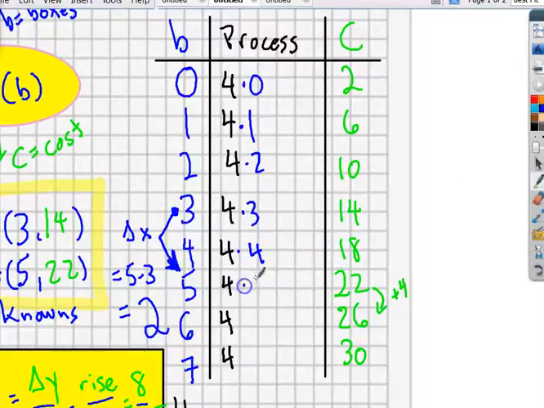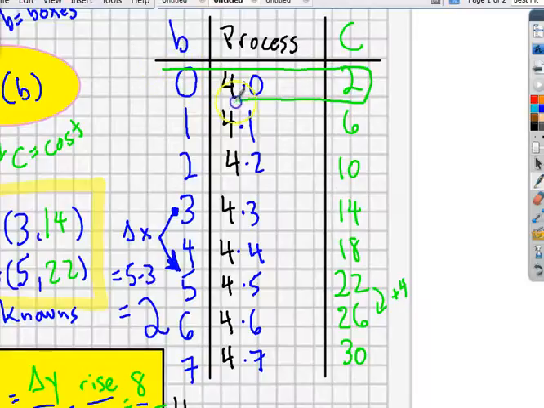Yes, Kibby? Kibby has already identified that this works for the pattern, but there's something we haven't taken into account. Look at where the input is 0. So the input equals 0. If you look right there, that tells you what you have to add in addition to make this work. 4 times 0, you have to add 2 or else it's not going to work.